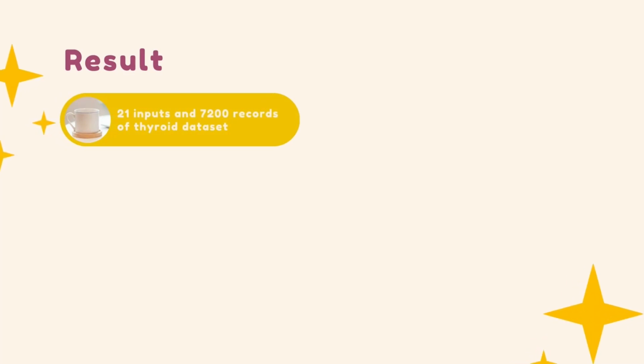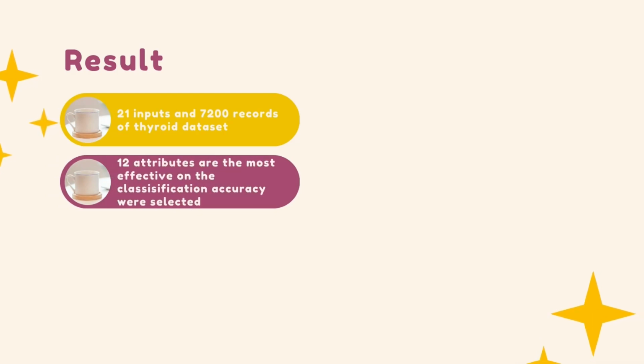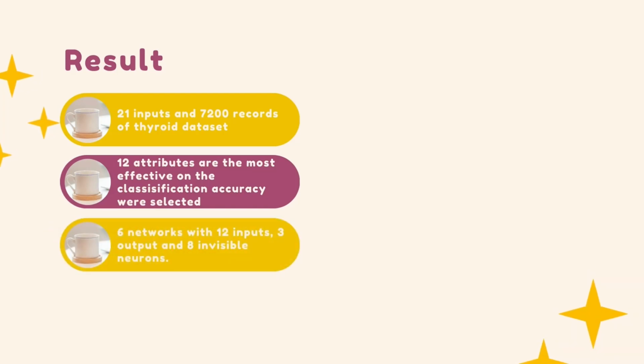Now we shall see the outcome for this improved MMLP. Firstly, 21 input variables and 7,200 records taken from the UCI machine learning repository as the tiered datasets were chosen. In the data preparation procedure, 12 attributes were the most effective on accuracy classification. Next, the most accurate and best performance of the study was harvested by a set of networks with 12 input, 3 output, and 8 hidden neurons after all the 6 networks' accuracy and MSE being compared.